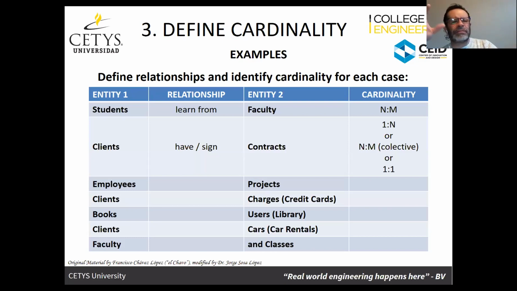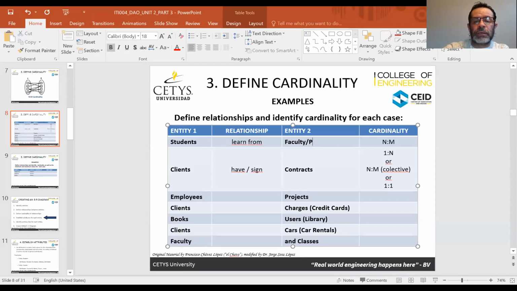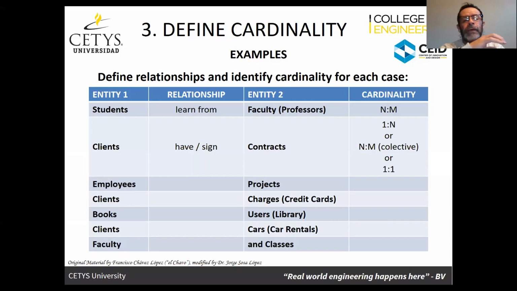We were seeing some examples, and I asked you guys to get together and talk about these. We had discussed two of them. So students and faculty, and somebody said students learn from faculty. That's the example I just gave. So a student can learn from many faculty or professors, and professors can teach many students. Okay, I'm just going to write this down here. So it's faculty, professors, right? That's what we're talking about.